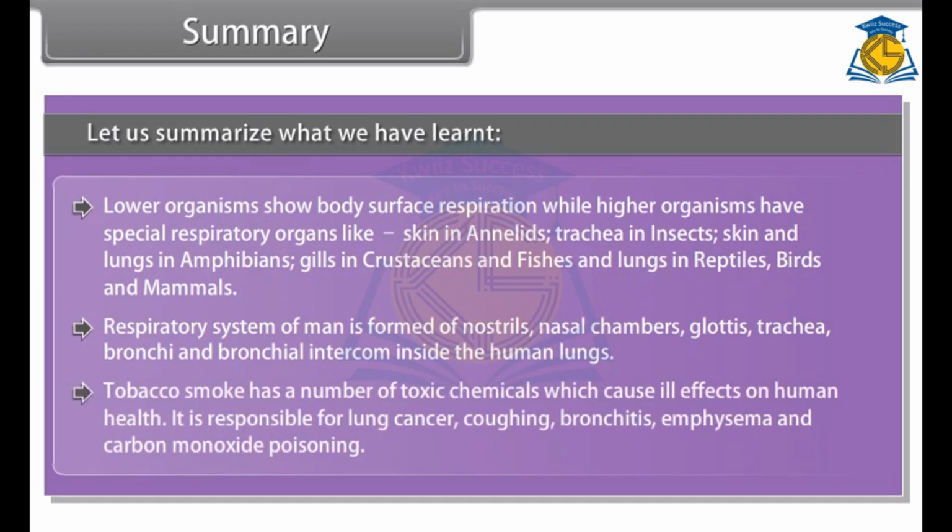Tobacco smoke has a number of toxic chemicals which cause ill effects on human health. It is responsible for lung cancer, coughing, bronchitis, emphysema, and carbon monoxide poisoning.